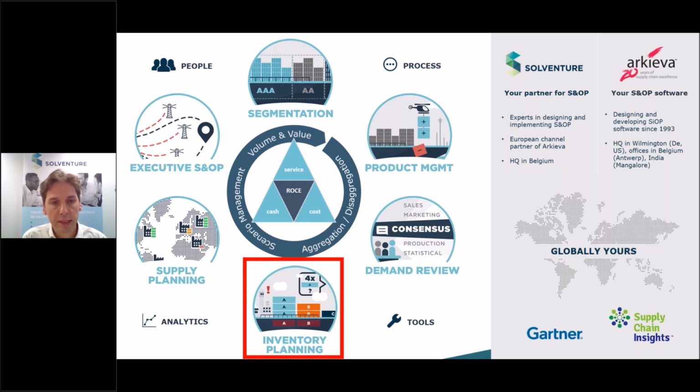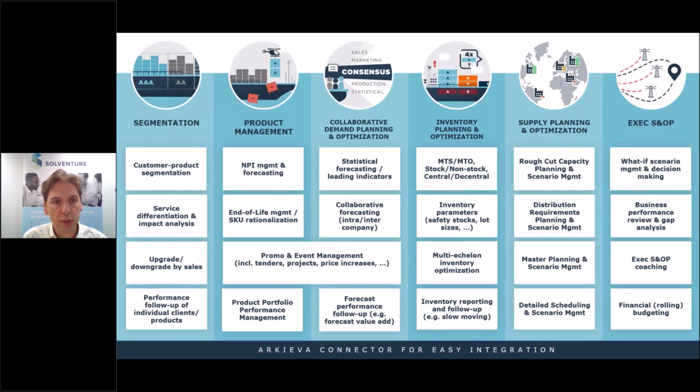The different steps in the S&OP process map to different modules in the Archiva software. There is a module which is really focused on segmenting customers and products, shown here on the left. We have a module which is focused on product management, which is basically how do I, in an orderly fashion, introduce new products, and how do I make sure that sufficiently in time I take all products out. So that's the product management or the product lifecycle management, a separate step in your S&OP process to be supported by a separate module in your S&OP software.